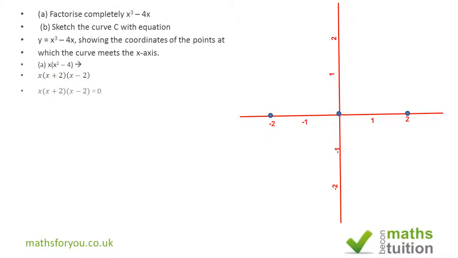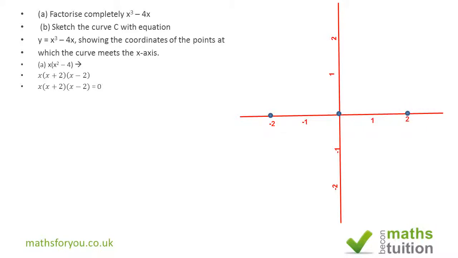Now, if all that is equal to 0, it means that either x is 0, in which case the graph goes through the origin (0, 0), or x plus 2 is equal to 0, in which case x is minus 2, so the graph goes through the x-axis at minus 2, or x minus 2 is equal to 0, so x is 2, in which case the graph crosses the x-axis there.